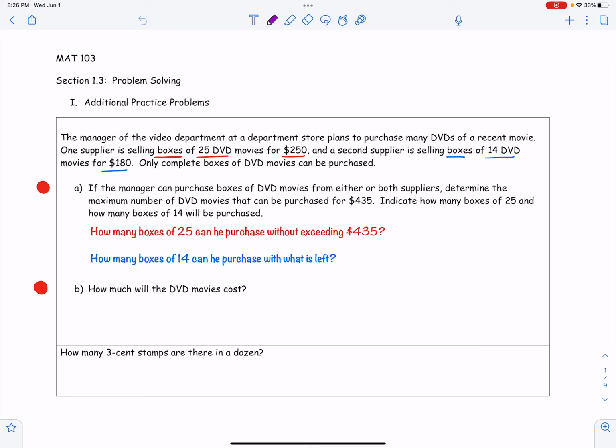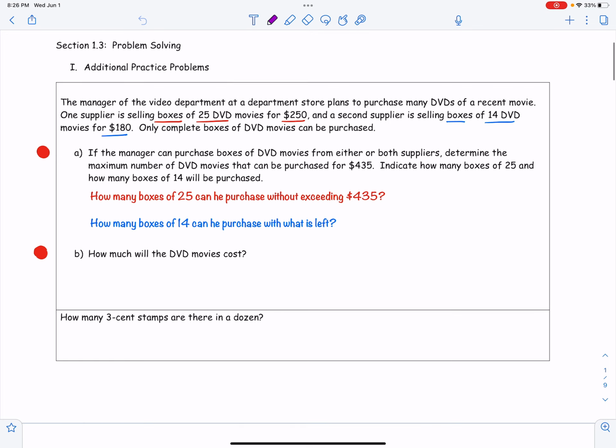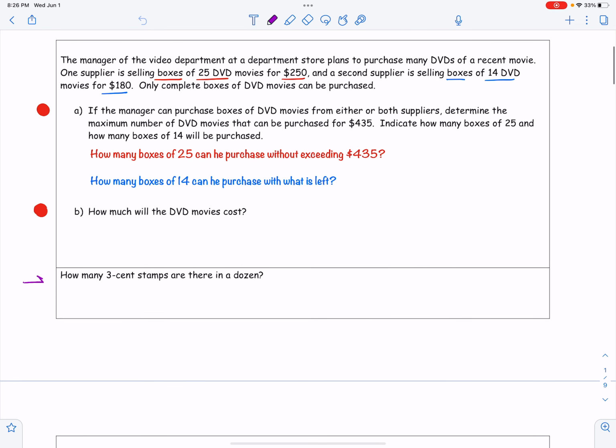All right, there's several questions in here too that just remind you to always read carefully. Don't jump to conclusions. How many 3-cent stamps are there in a dozen? You'd be surprised how many people, and maybe you're one of them, if so, you're not alone, would look at that and just say, I'm going to take 3 cents and multiply it by 12, because they see two numbers and figure they got to go together.